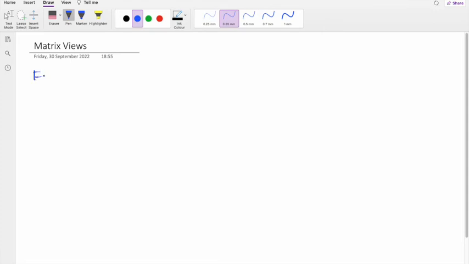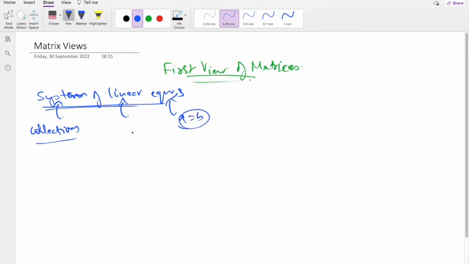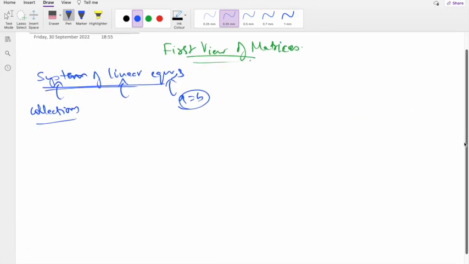Let's say the first view of matrices comes from the idea of a system of linear equations. What does this basically mean? A system basically is just a collection of these things, linear equations, with some constraint. We'll come to that. Equations basically just means that you have something like A equal to B sort of form. Linear is from the fact that what we are trying to solve for is linear in nature.